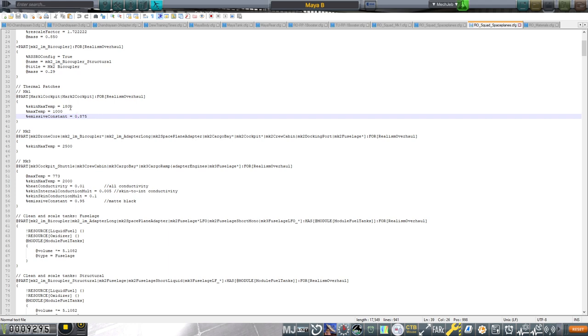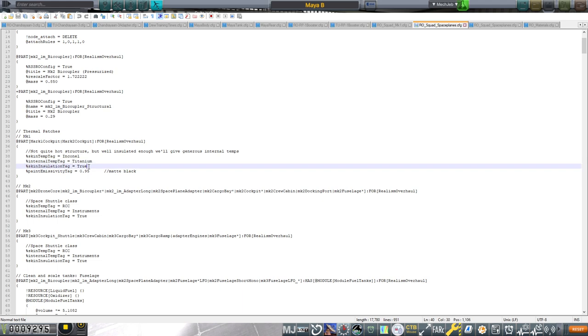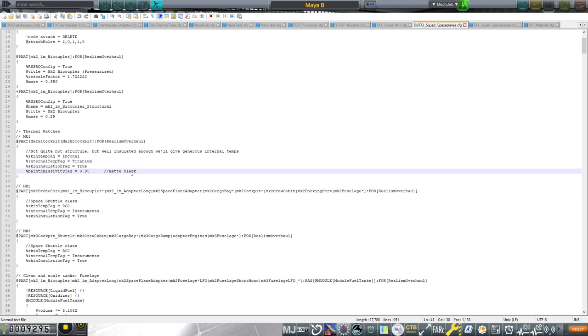This is the old configuration. And actually, it was being written by many things, but what we have here is a skin max temp and emissive constant. Fairly typical things in the thermal patches. And then the new one, this is the new one for the Mark 1 cockpit. It has a skin temp tag, Inconel, internal temp tag, titanium, skin insulation tag, true, paint emissivity tag, 0.95.